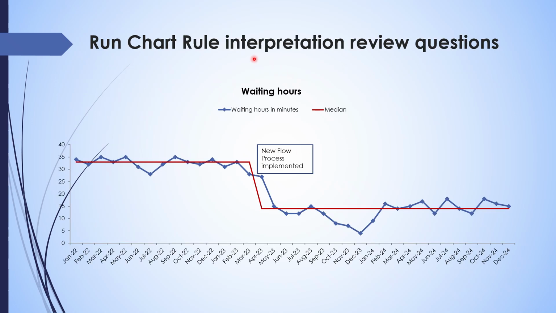Run chart rule interpretation review question. So look into it. This is a run chart. How many numbers here? 1, 2, 3, 4, 5, 6, 7, 8, 9, 10, 11, 12, 13, 14, 15, and then 16, 17, 18, 19, 20, 21, 22, 23, 25, 26, 27, 28, 29, 30, 31, 32, 33, 34, 35 data points are there. So here there is a new process implemented. Let's say ER waiting hours. It was so high and then a new process was implemented here and then the ER waiting time reduced.